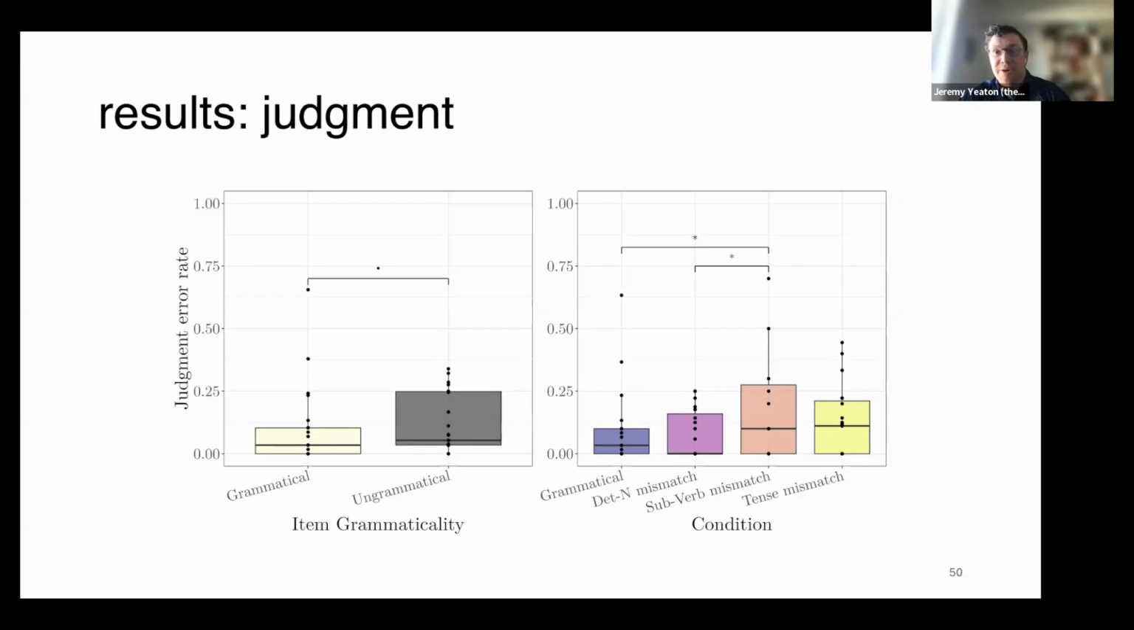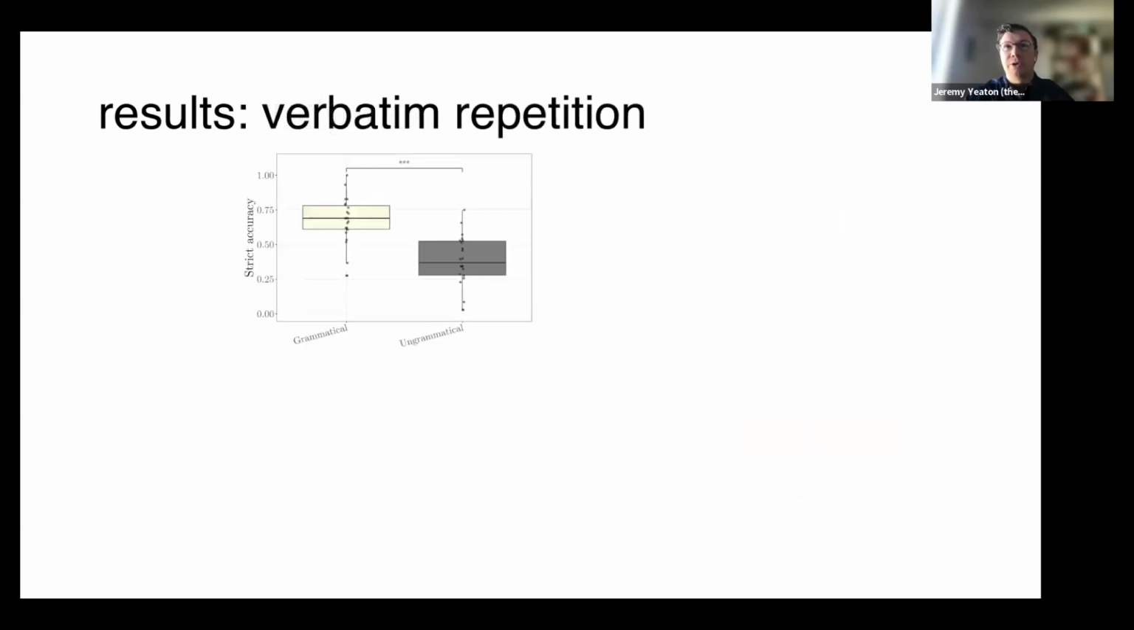I just wanted to have different error types, and so we'll see differences between these conditions, which I think is interesting, but I don't really have at the moment a theoretical interpretation for that. So then if we look at the results of the verbatim repetition, even if it contains an error, repeat it back exactly as it was presented to you.